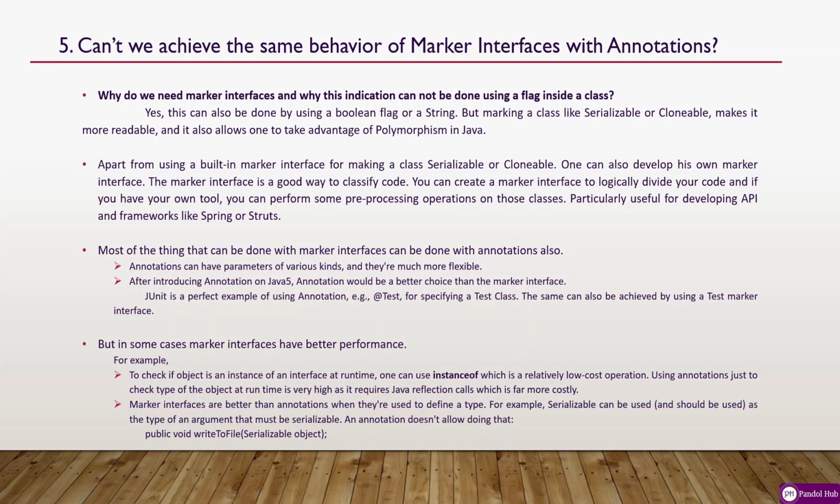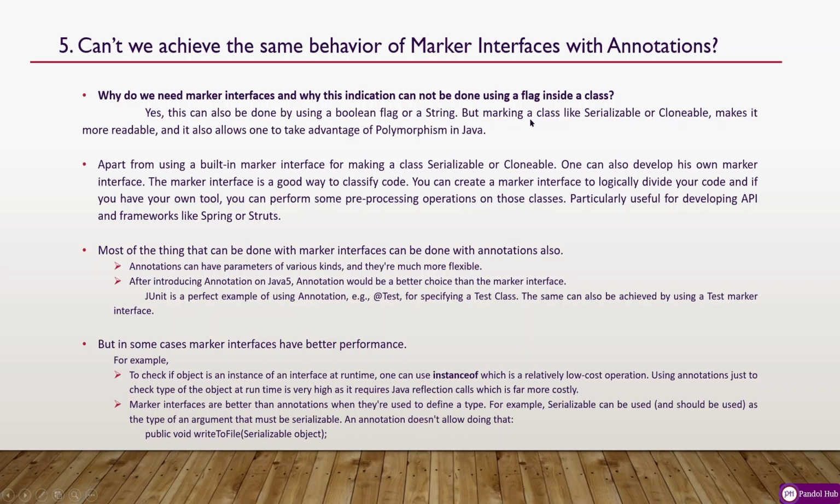But even without using marker interfaces, why can't we make the class serializable or cloneable? Yes, we can, but this can also be done using a Boolean flag or a string, or just having custom logic inside it. We can make a class handle serializability or cloneability. But marking a class as serializable or cloneable makes it more readable, and it also allows one to take advantage of polymorphism in Java.